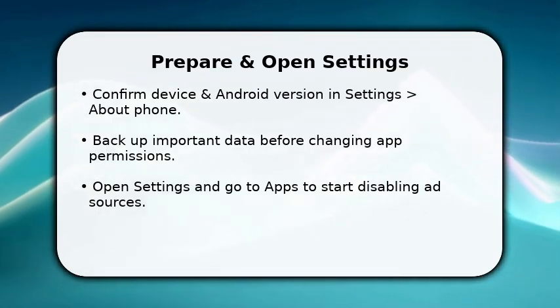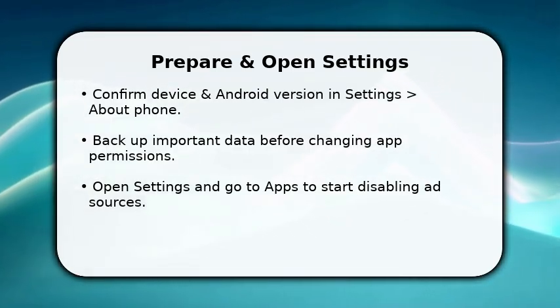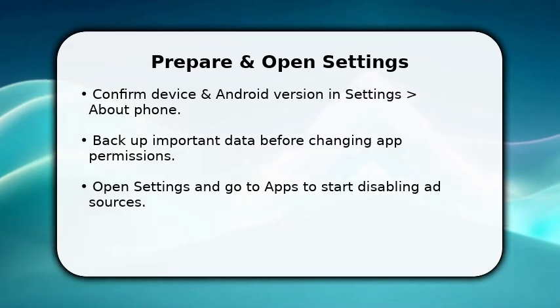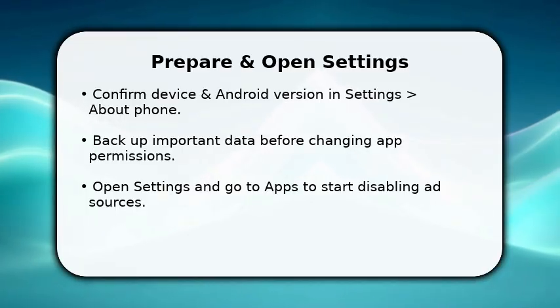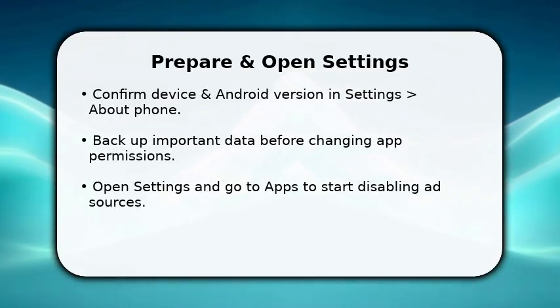Now open Settings, tap Apps, and locate the game showing ads. This is the first actionable step because you'll adjust permissions and notification controls there to stop intrusive ads quickly.